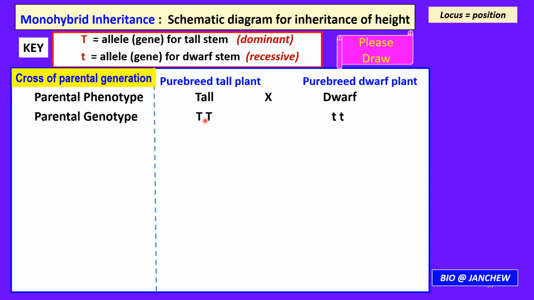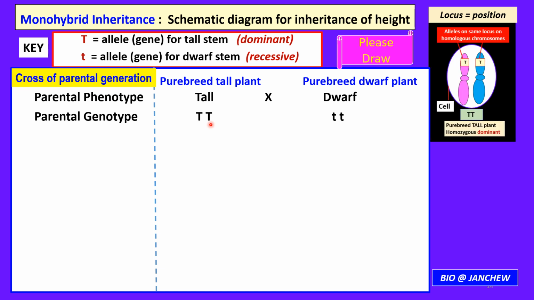But actually there are two, because these alleles are carried by chromosomes, and in the diploid cell, the chromosomes exist in pairs. There are two copies of each type of chromosome. So the two copies together form the pair of homologous chromosomes, as we have studied in chapter 6 of the Form 4 syllabus. So this is how it looks like.